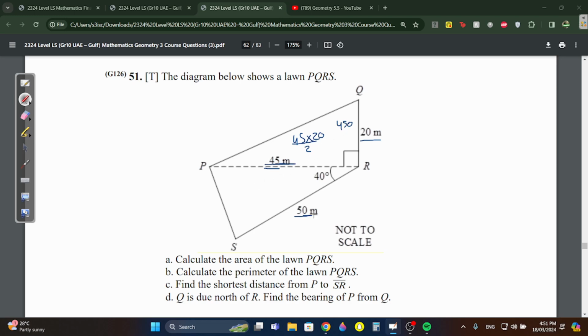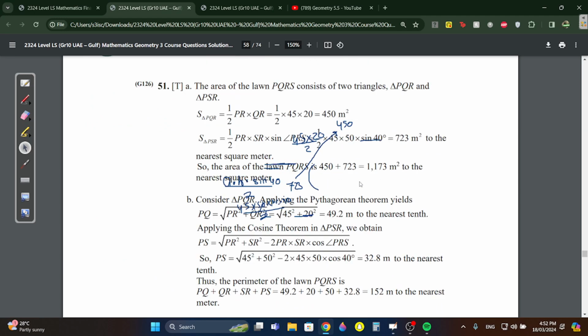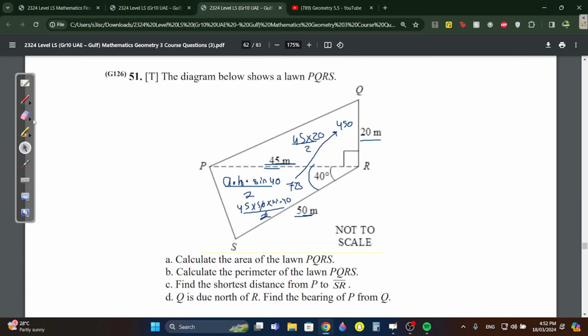How about this one here? We have this side, and we have the angle between them. What was the formula? Side times side times sine of the angle between them over 2. So it will be 45 times 50 times sine 40 over 2. You get 723. Add these 723 and 450, and you should get 1173 point something. Let's keep it as 1173. Part A, 1173.